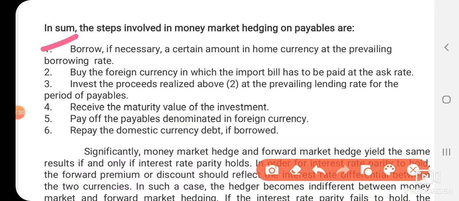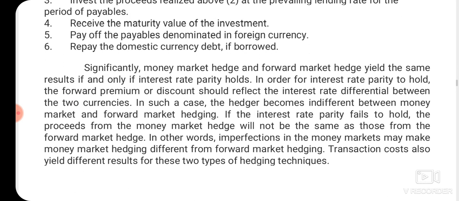They borrow, if necessary, a certain amount in home currency at the prevailing borrowing rate, then buy the foreign currency in which the import bills have to be paid at the ask rate. Earlier there was a bid rate, here there is an ask rate. Then invest the proceeds at the prevailing lending rate for the period of the payables. Then receive the maturity value of the investment, pay off the payables denominated in the foreign currency, and then repay the domestic currency debt if any was borrowed.